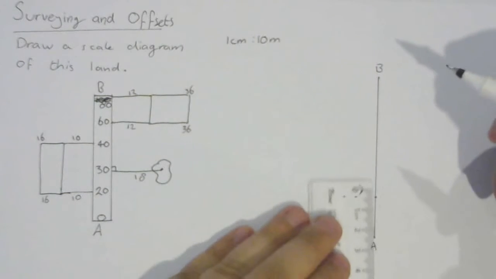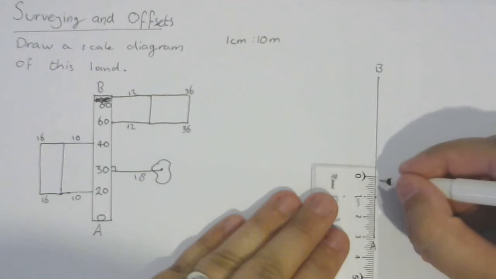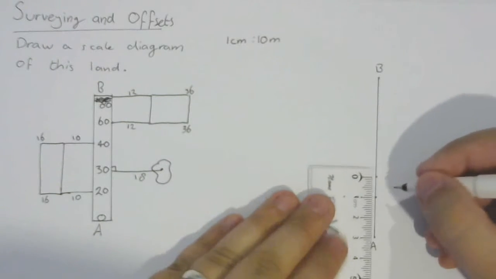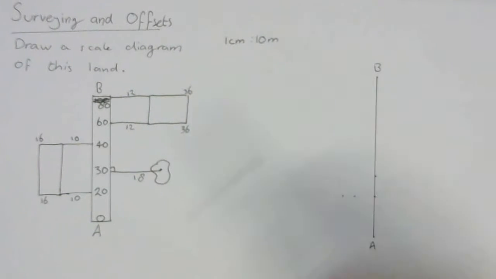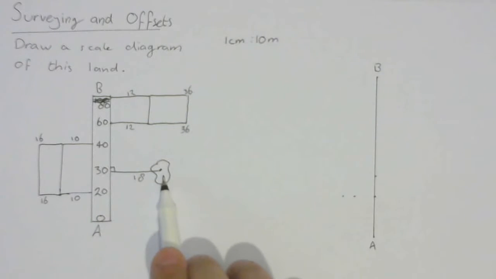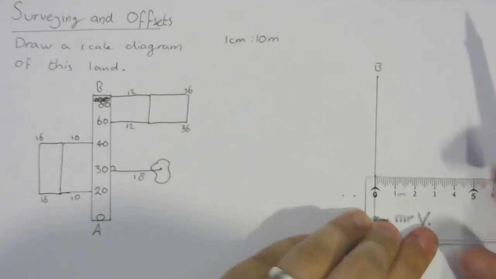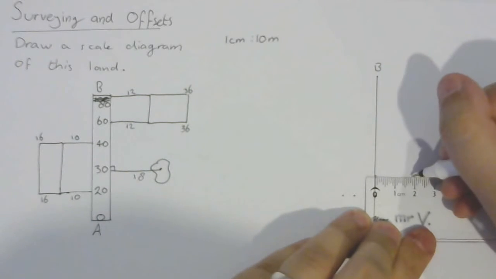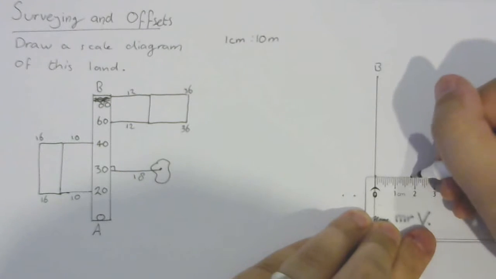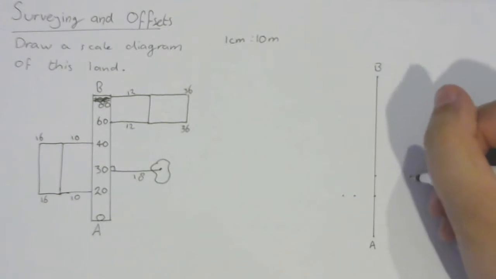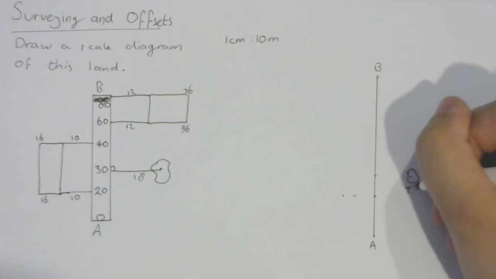Then moving along, 30 meters or 3 centimeters down my survey line, we found that there was a tree 18 meters to the right. And again, I will use my ruler, and I'll measure that tree to be 1.8 centimeters away. So there is a tree.